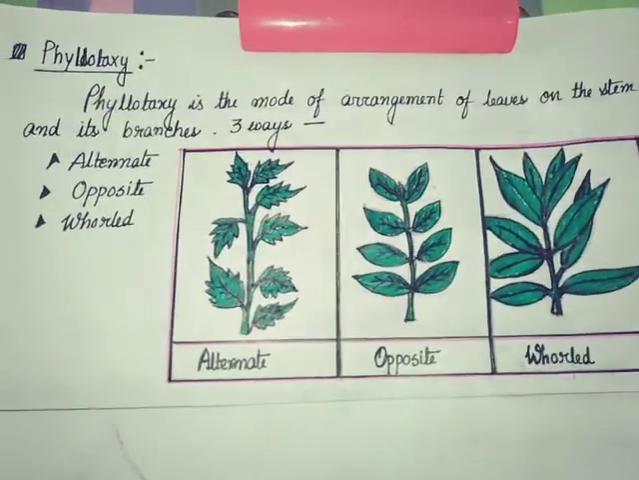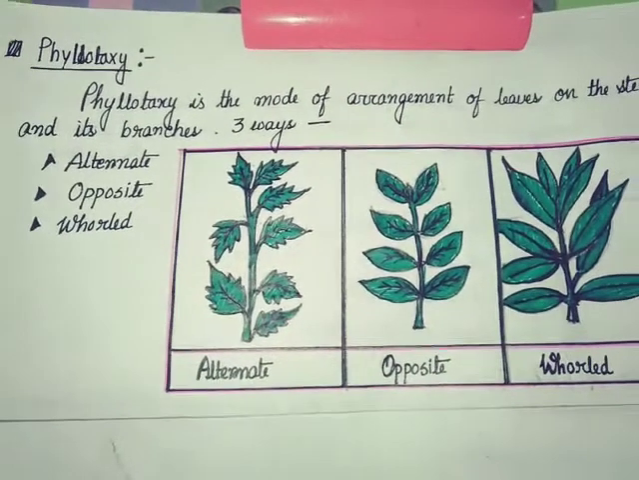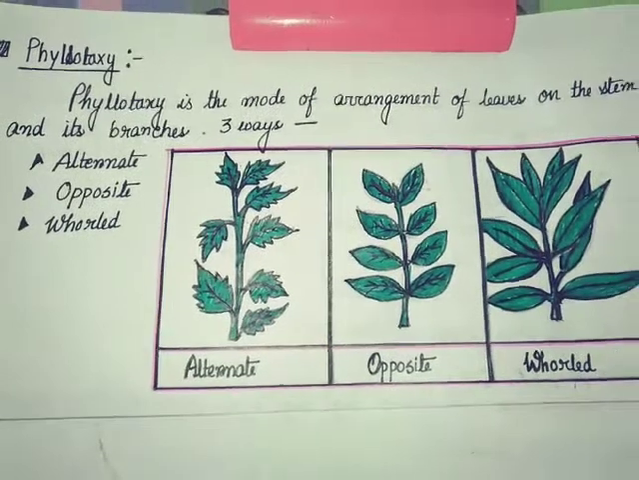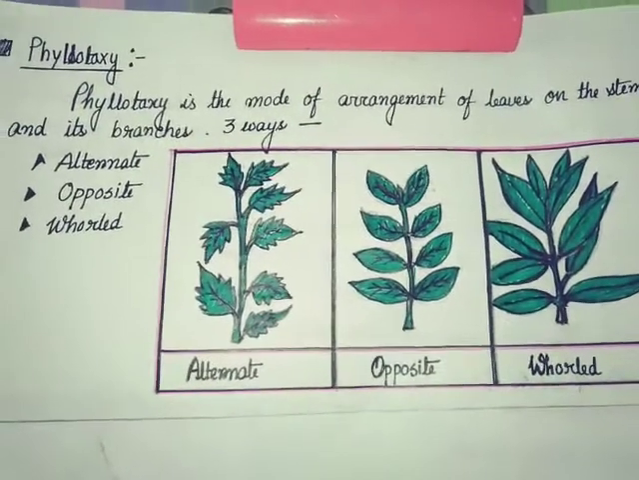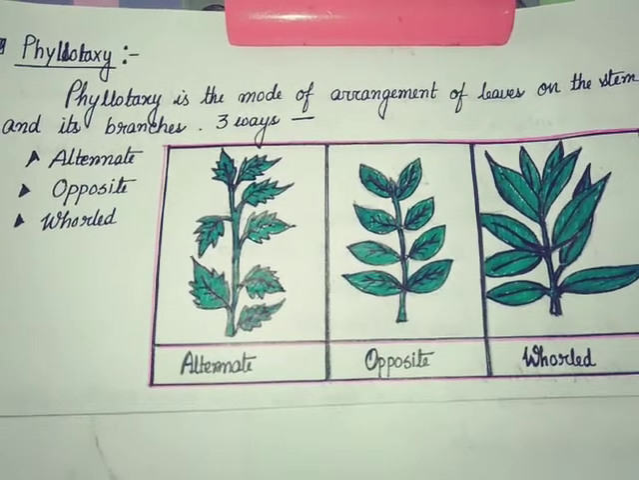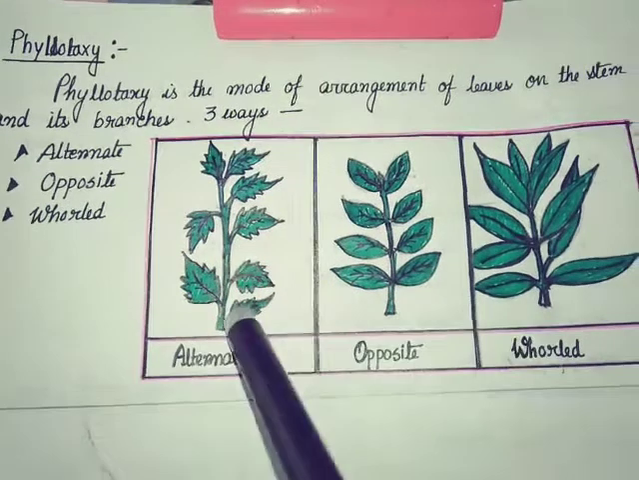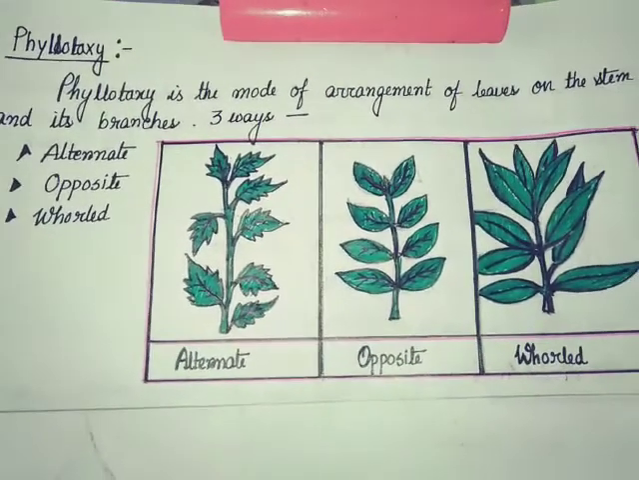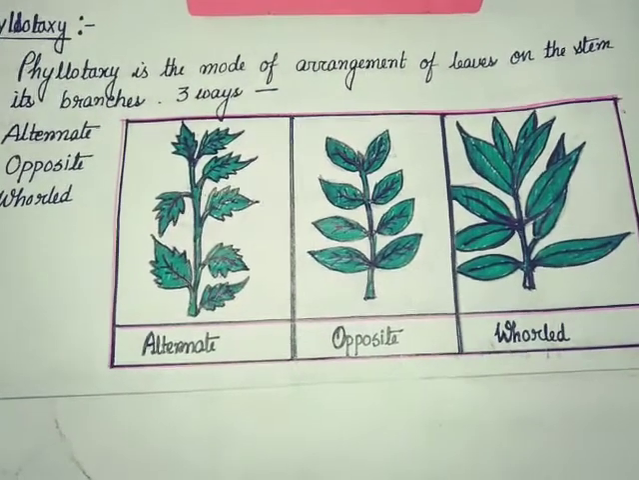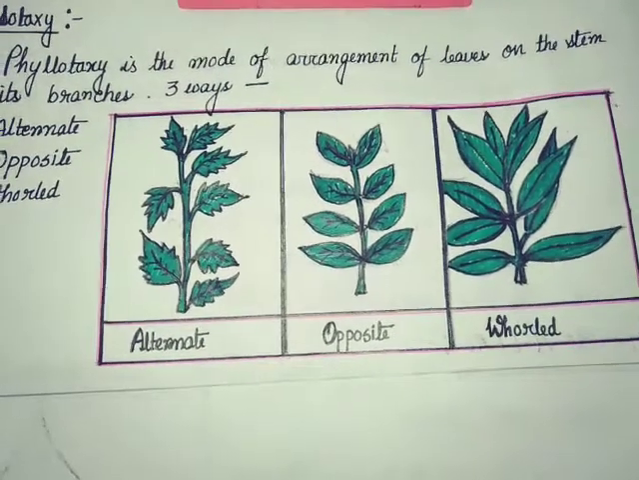So the mode of arrangement of leaves on the stem and its branches is called phyllotaxy. It can be of three types: alternate, opposite, whorl. In alternate, one leaf arises from each node. In opposite, two leaves from each node, and in whorl, more than two leaves from each node. For alternate, the examples are China rose, mustard, sunflower. In case of opposite, it can be holy basil or tulsi, and for whorl, it is the devil tree.